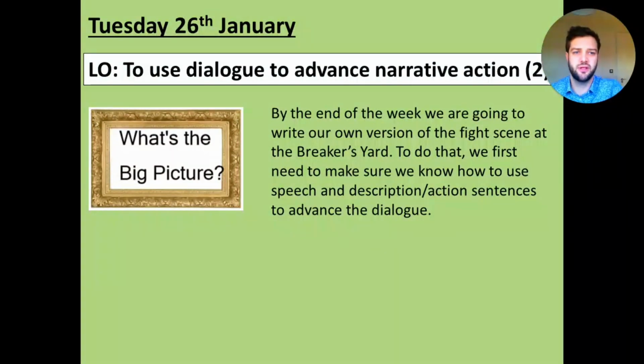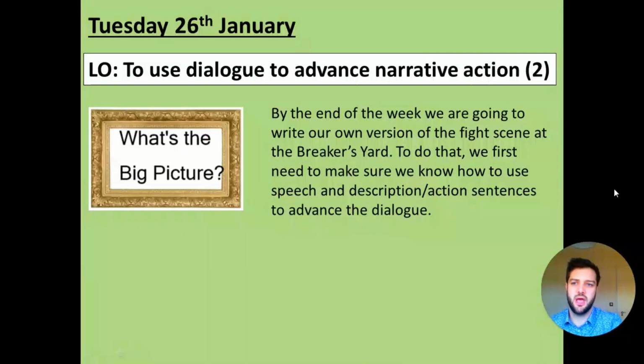So, as we said earlier, we are continuing with our objective. We're still using dialogue to advance narrative action. By the end of the week, we're going to write our own version of the fight scene at the Breakers Yard, so building up to that. But to do that, we first need to make sure we know how to use speech and these action sentences together to advance the dialogue. Can't just use one or the other. You need them to go together to really make it flow.